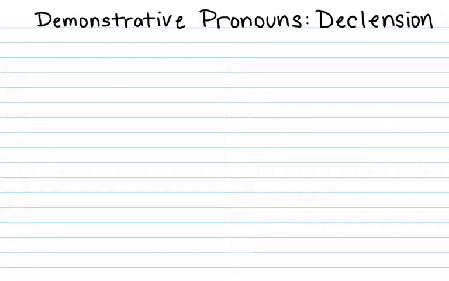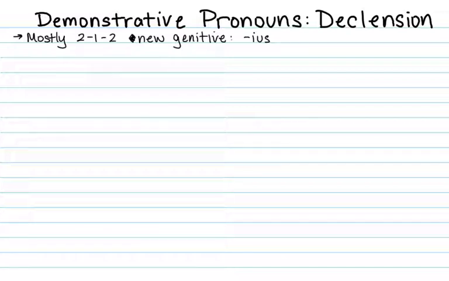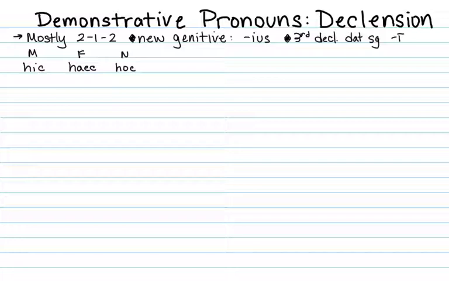Okay, so next up, let's look at the declension of the demonstrative pronouns. They're mostly like 2-1-2 adjectives, but major differences include the genitive singular is going to be ius, and the dative singular is a long I, which actually is borrowed from the third declension. The other major difference is in hic, haec, hoc, it has a C at the end of many of the forms.